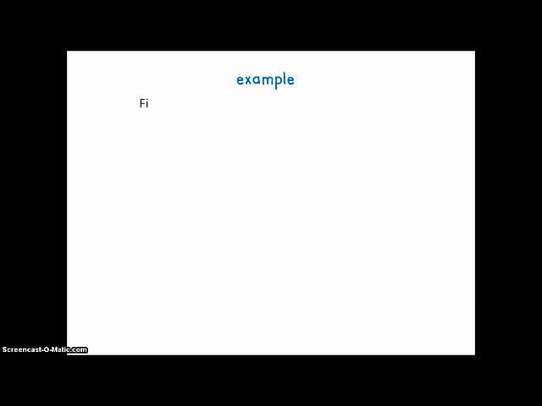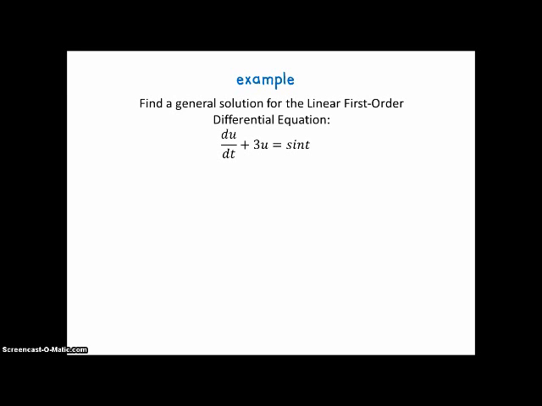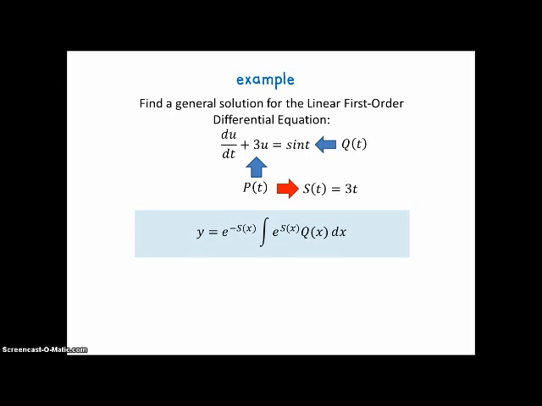Okay, let's look at another example. Find a general solution for the linear first order differential equation du dt plus 3u equals sine t. Now don't panic, u is playing the part of y and t is playing the part of x. So p of t is just 3 and q of t is just sine t. So if p of t is 3, then s of t is the antiderivative of that, which is just 3t. Here's our formula in terms of x.